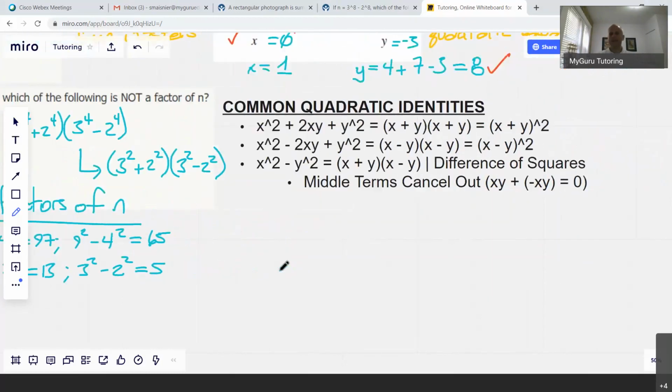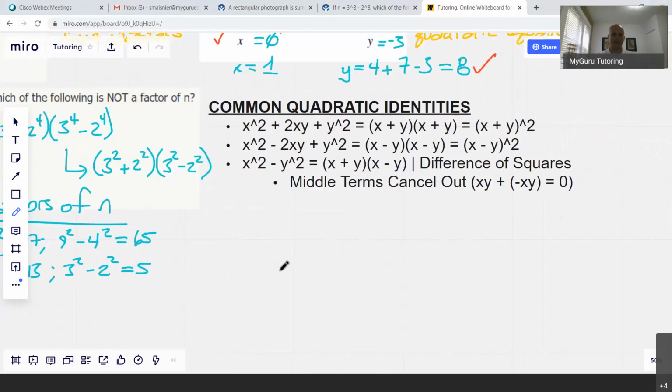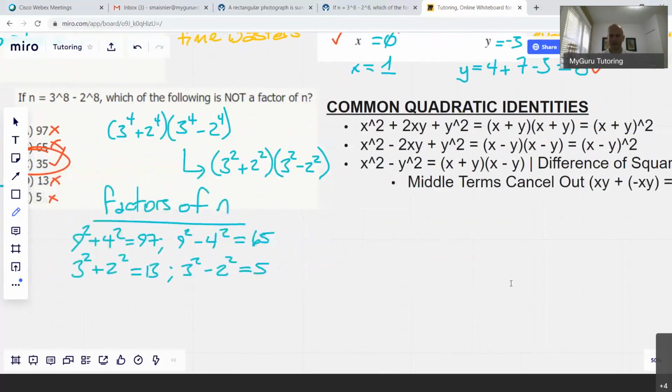Now, this is mainly going to be a discussion just to close out. First, any questions about the common quadratic identities that we talked about? Any questions about this example, or the common quadratic identities?